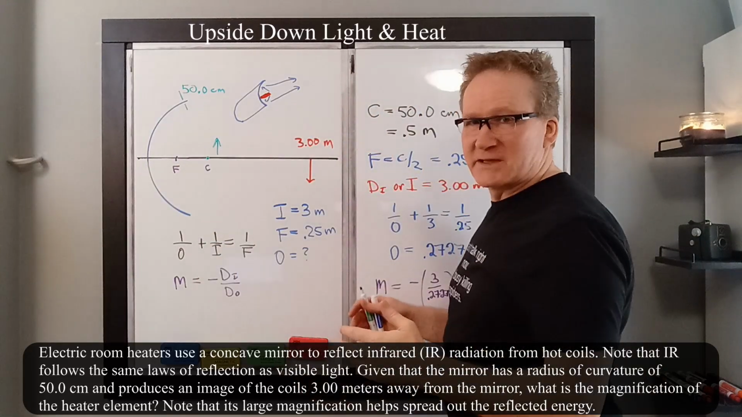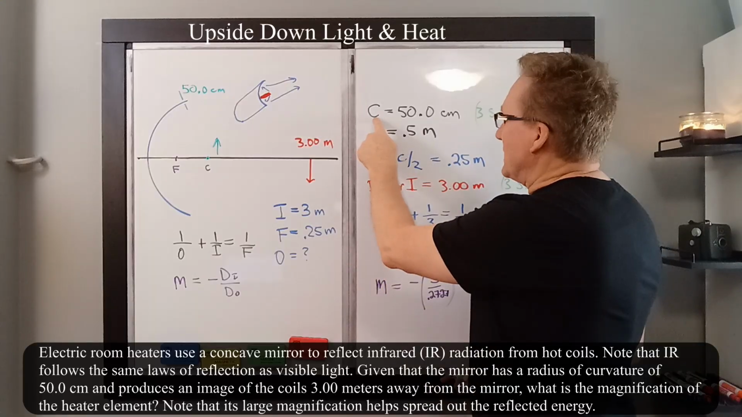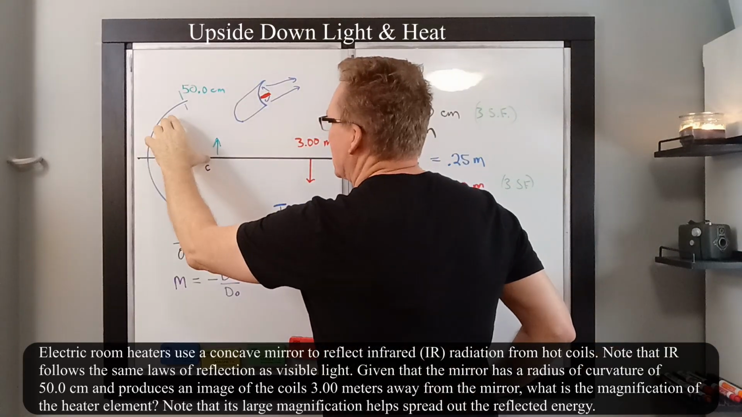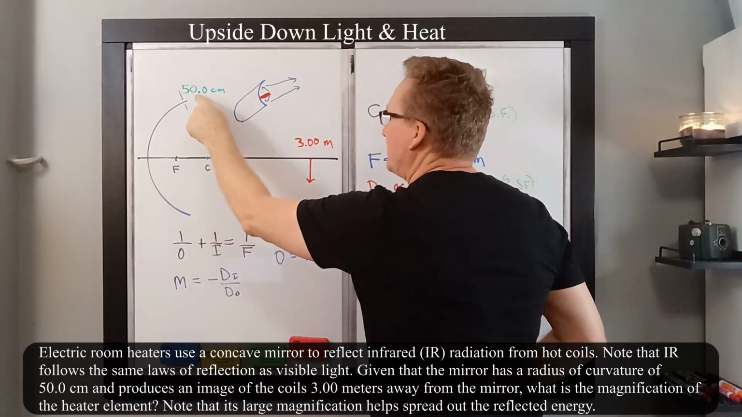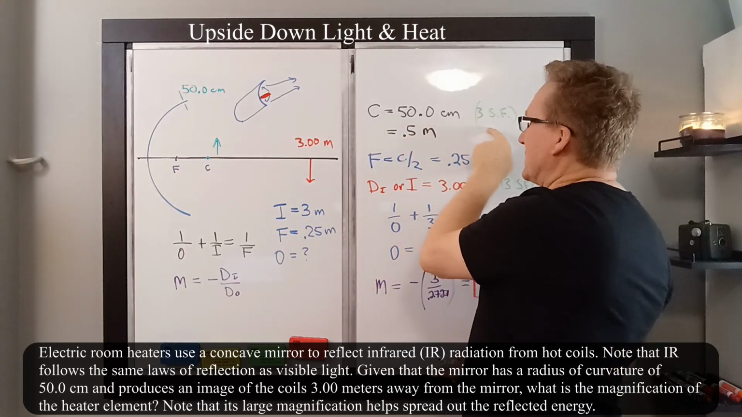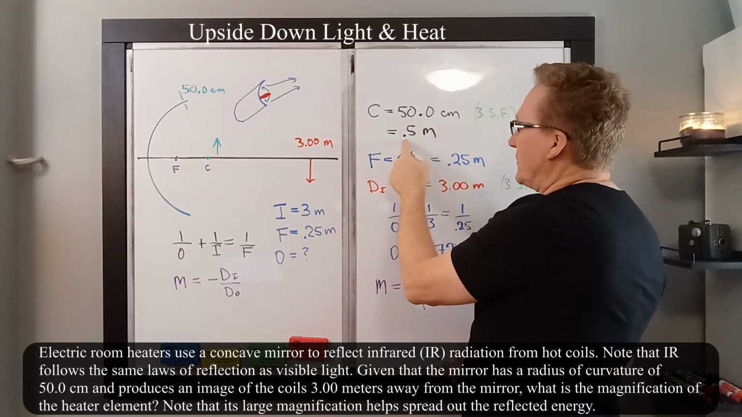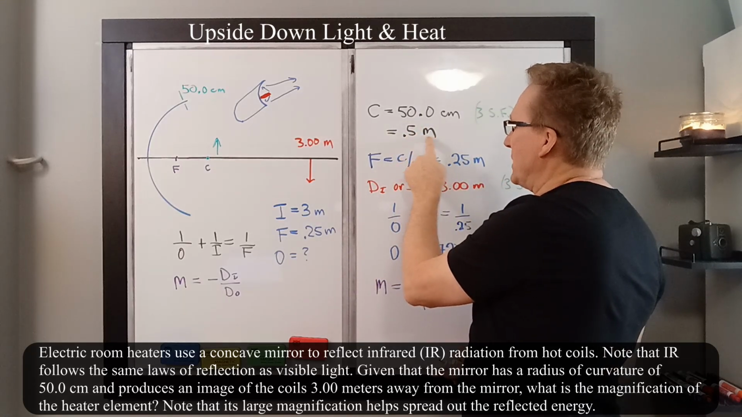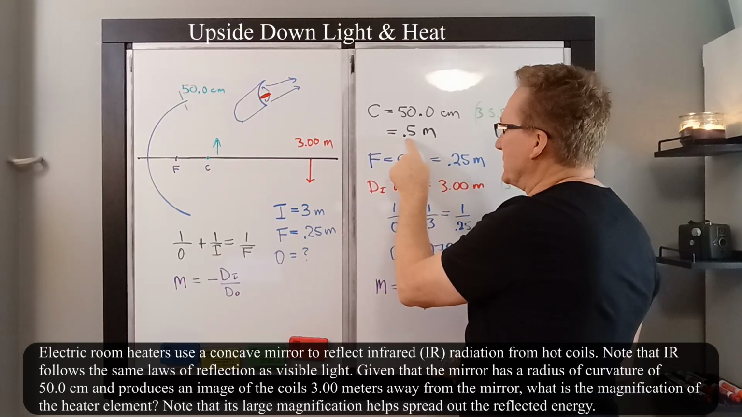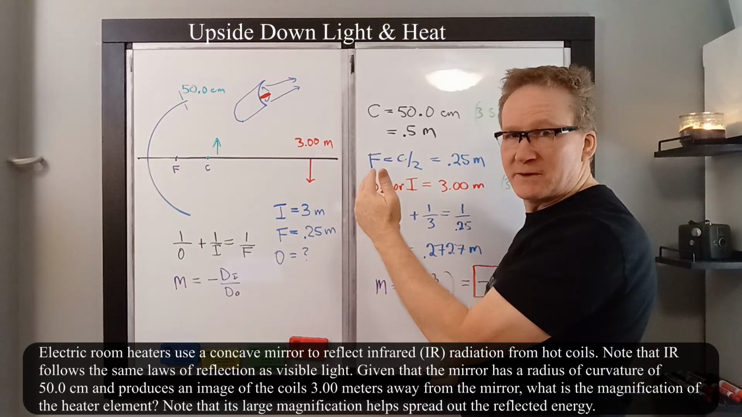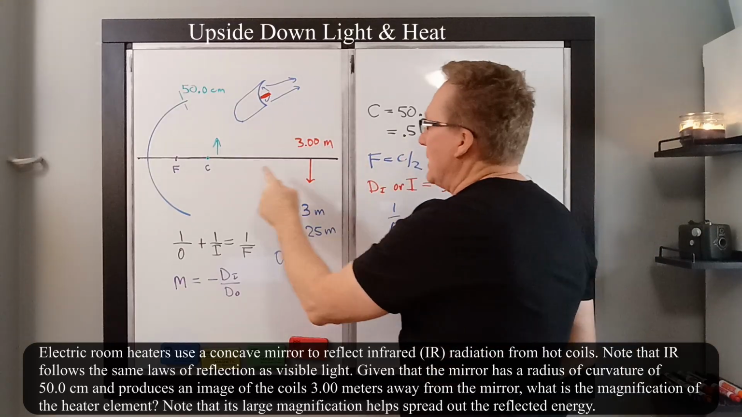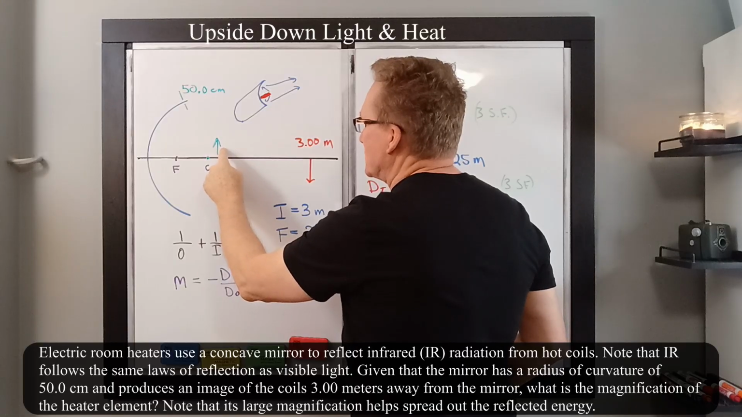So now let's take a look at this problem over here. We said that the distance to the center of curvature, which is like this, is 50.0 centimeters. That's 3 significant figures, which we want to convert to meters, or 0.5 meters. So we'll have 0.5. I didn't put the 3 significant figures in there. We'll do that in our answer as well. There. And then we want to find the distance to the object.